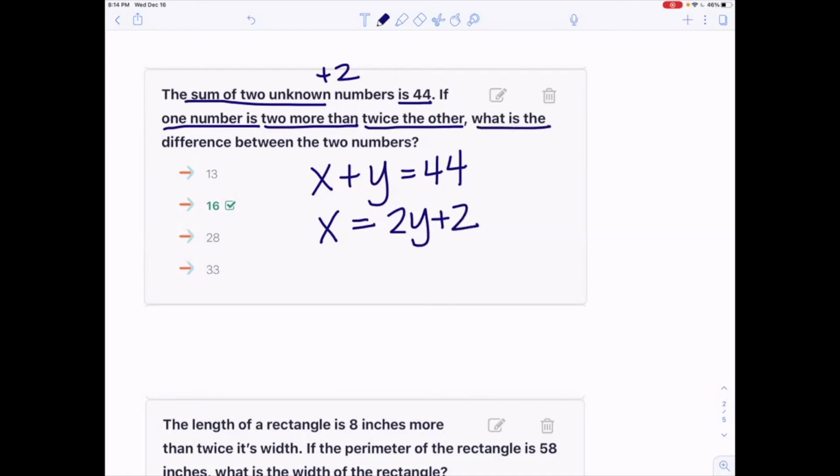Then it says, what is the difference between the two numbers? Okay, so that means I have to find the two numbers, and then I have to find the difference between them, which means I subtract them, okay? All right, so first things first, did everybody get the equations correct? Was there anyone that did not get the equations right?